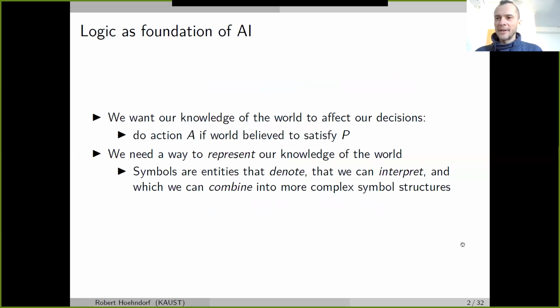So in general, just as a brief introduction, logic is one of the main foundations of artificial intelligence because we want our knowledge of the world to affect decisions. And the point is that this knowledge is not something that we just want to retrieve from it. Are symbol systems or physical symbol systems.